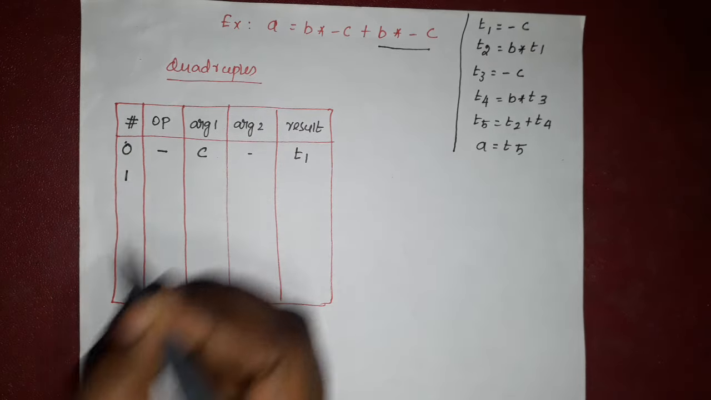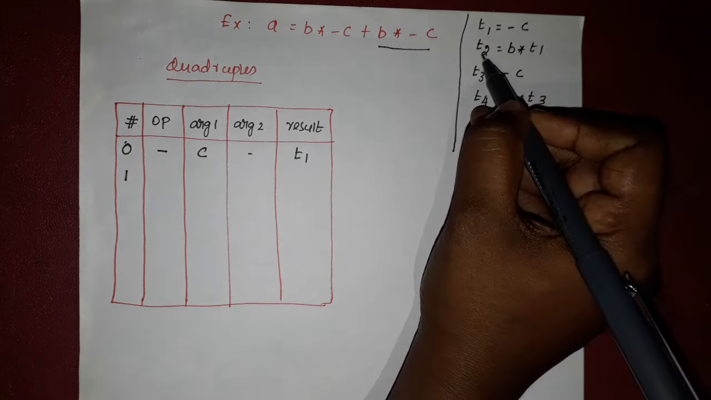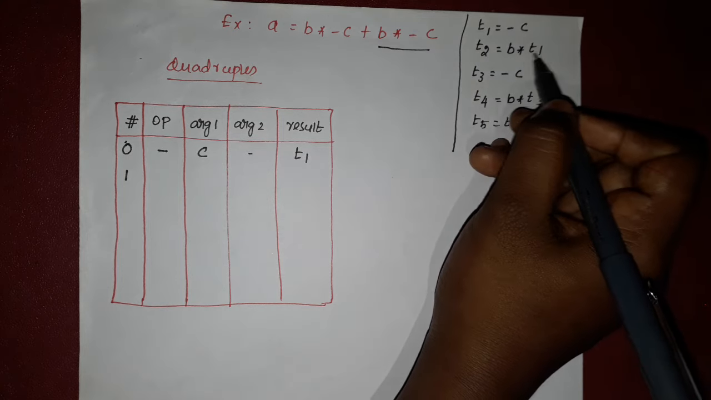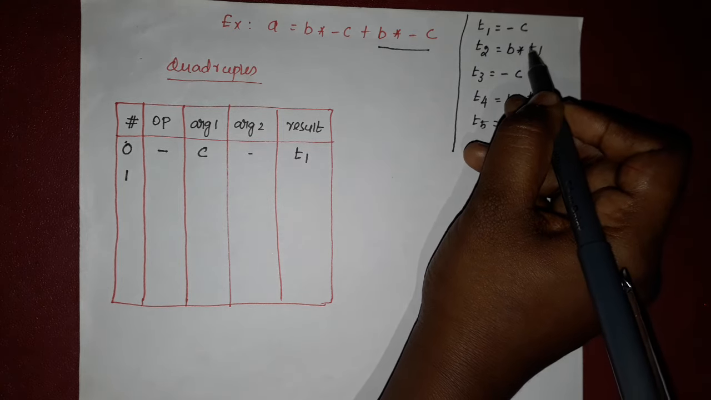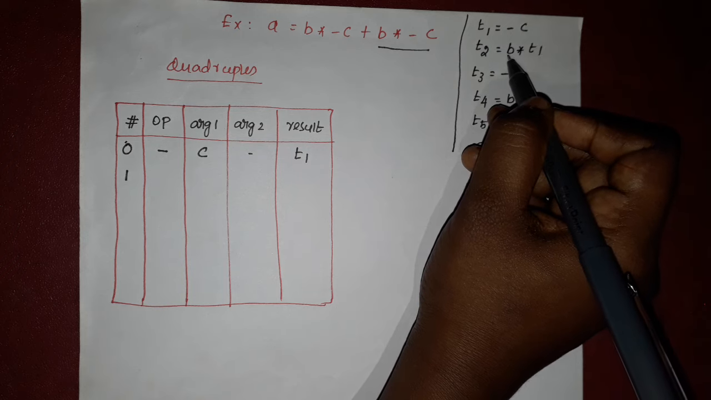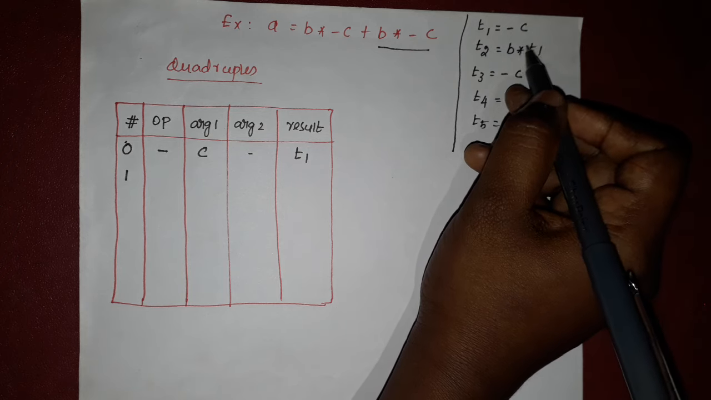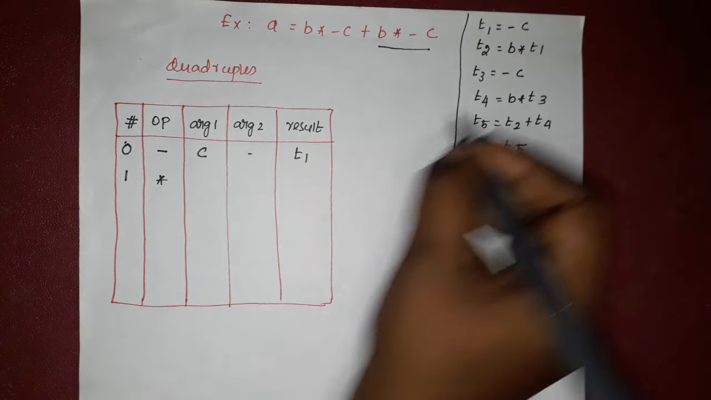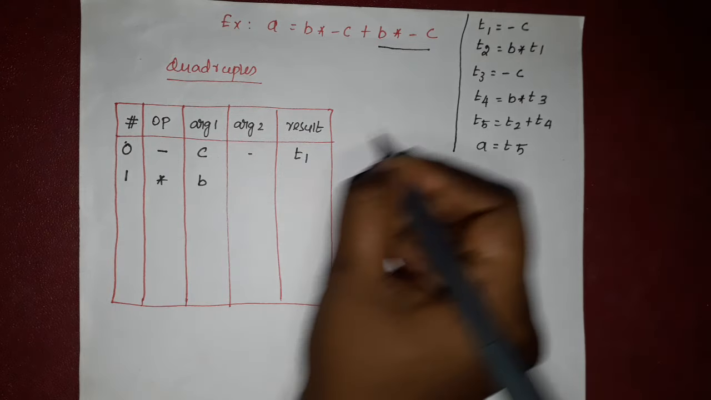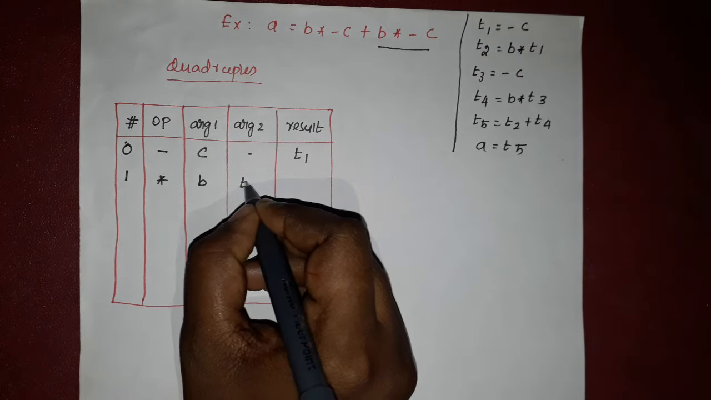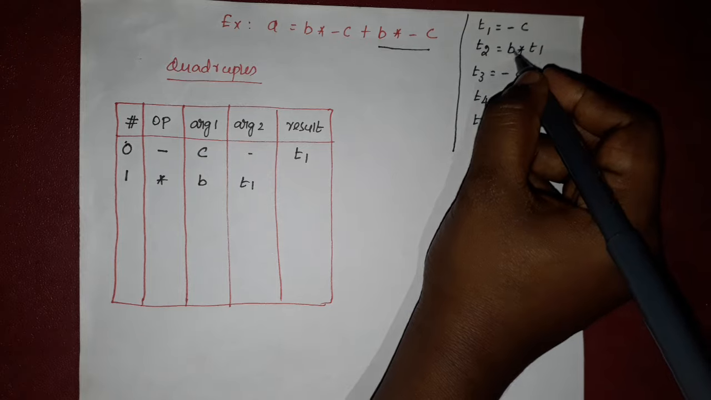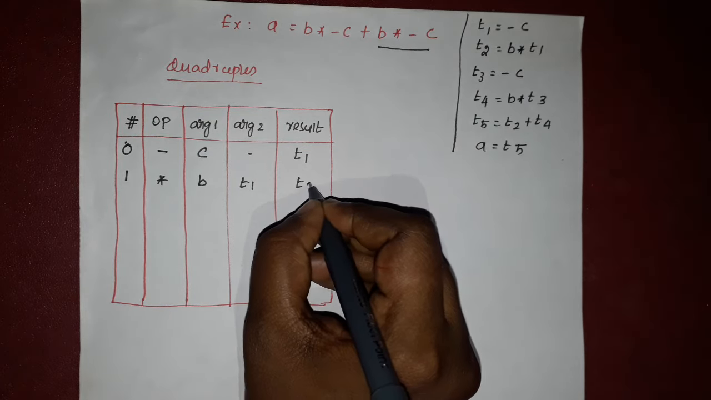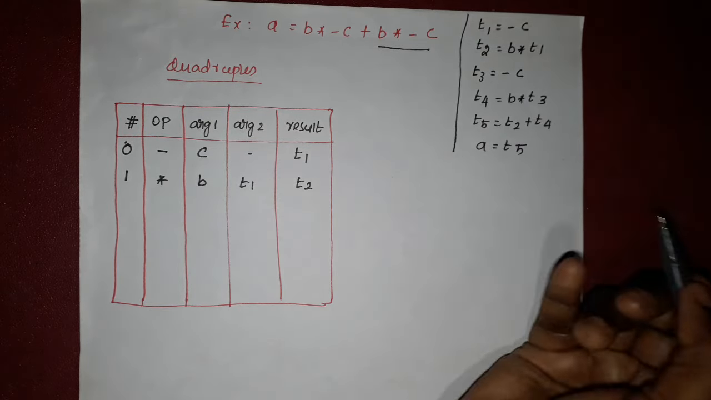Then the second address is 1. I am going to write 1, and we consider this second 3 address code. Here the operator is multiplication. This is argument 1, this is argument 2. So operator is multiplication, argument 1 is B and argument 2 is T1. This is operand 1, operand 2, and this result will be stored in T2. Similarly do for all the steps.